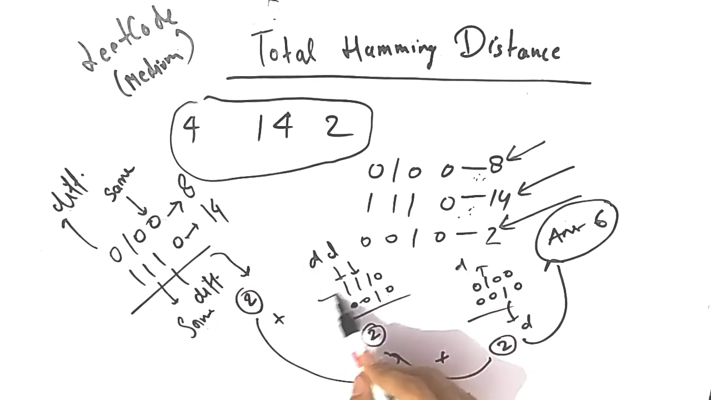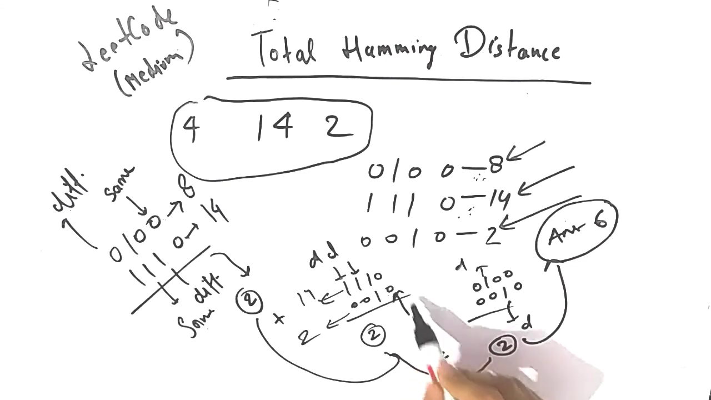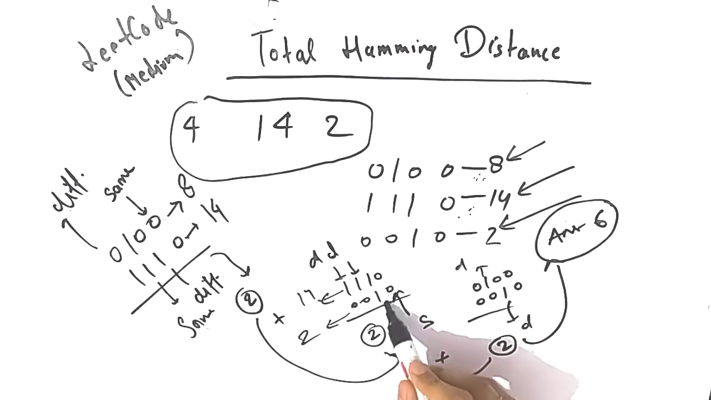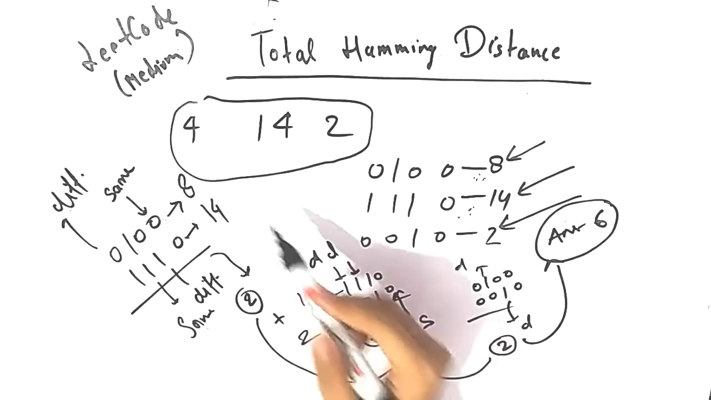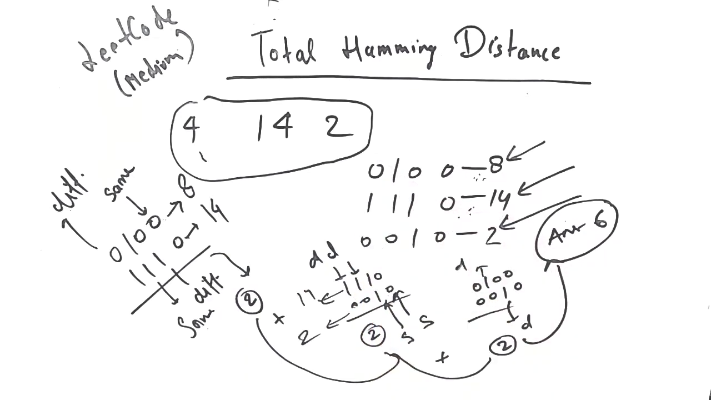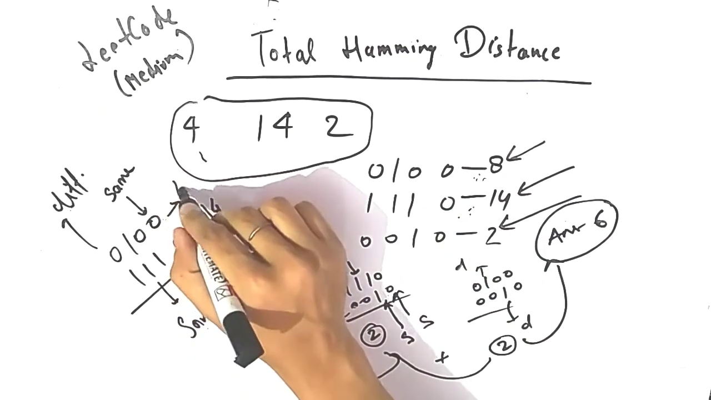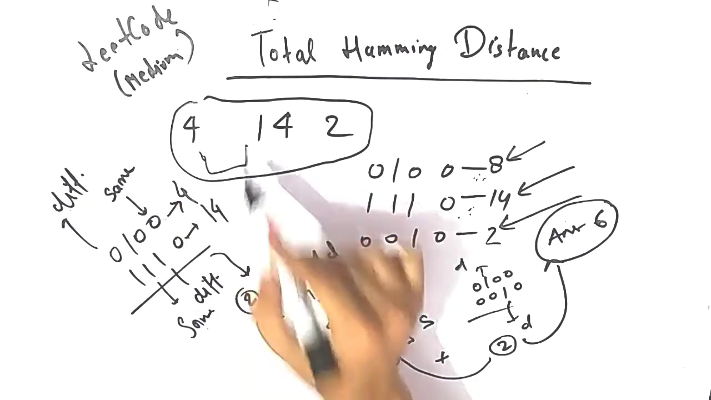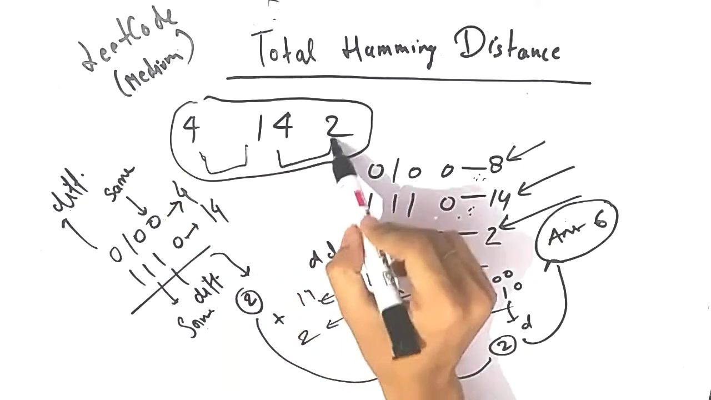Now let's calculate it for 14 and 2. Now we can see that here the bits are same. Here also the bits are same. There are two positions where the bits are different in the two numbers. So the Hamming distance is 2 for this pair, 14 and 2. We have calculated for, this is 4, not 8. Okay, so we have calculated for 4 and 14, and we have calculated for 14 and 2.